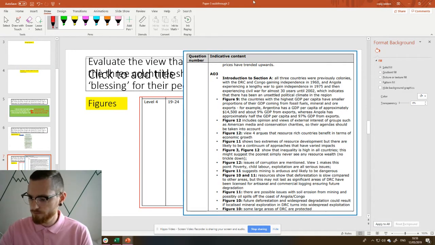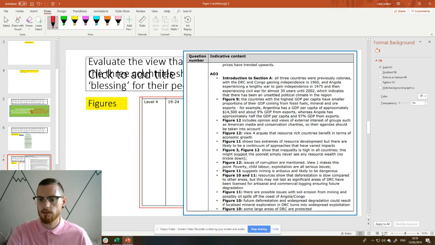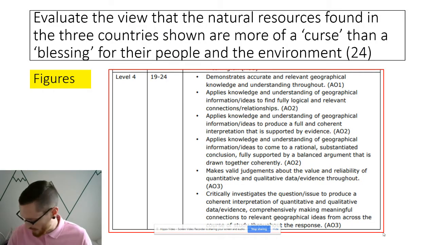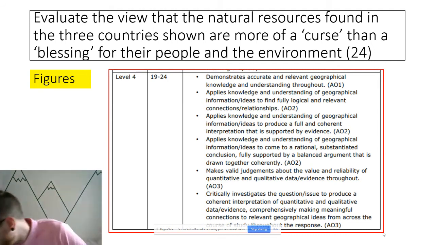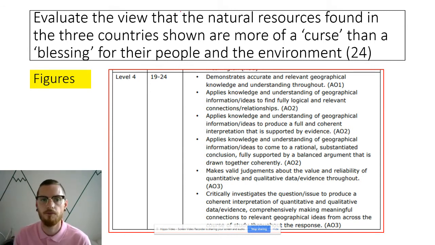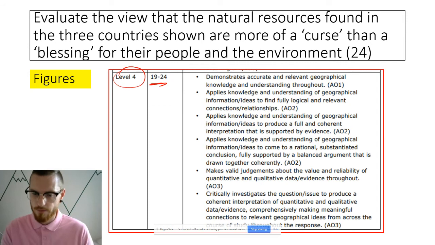All right then, so the next thing I would like to point out is, when we are looking at our evaluate questions, the 24 marker, and this goes into the 18 marker as well, if we're looking at level 4 for the mark scheme, which is accessing 19 to 24 marks, it talks about the fact that for AO3, you need to critically investigate the question to produce a coherent interpretation of quantitative and qualitative data evidence, comprehensively making meaningful connections to your subject knowledge, is how it basically ends.